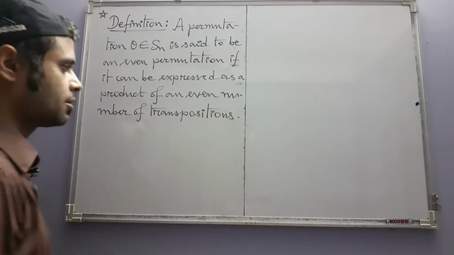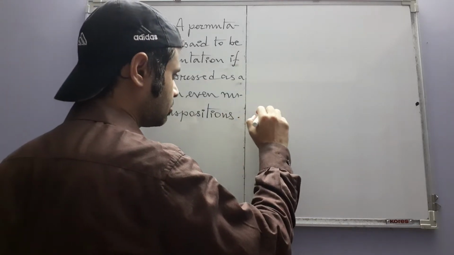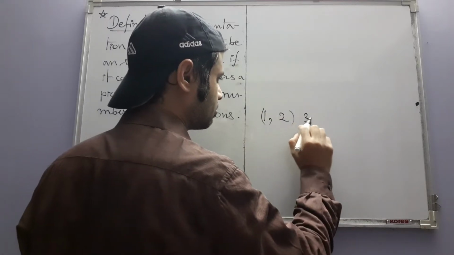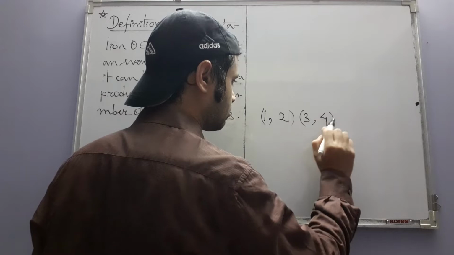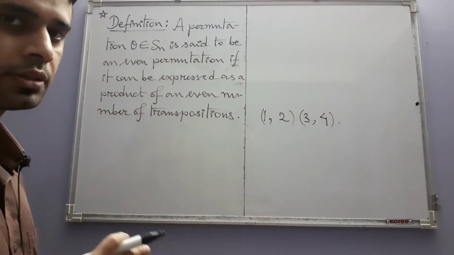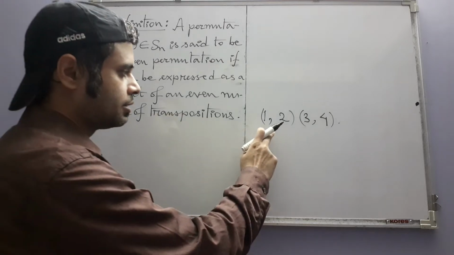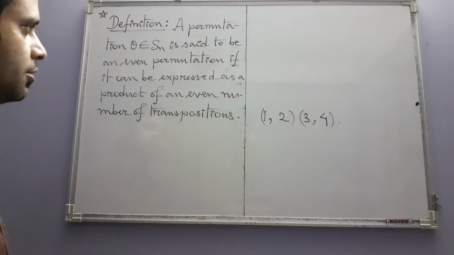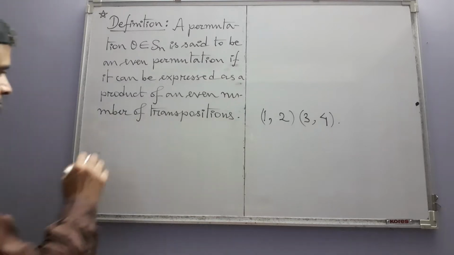Okay, so for example, you can consider this thing. By this definition, this product itself, it is also a permutation, and it is a product of 2 transpositions, so it's an even permutation.